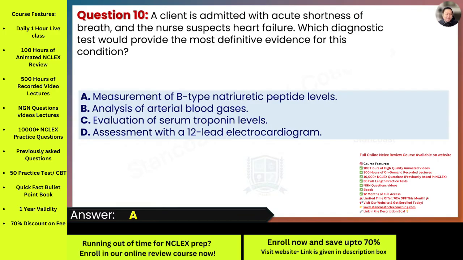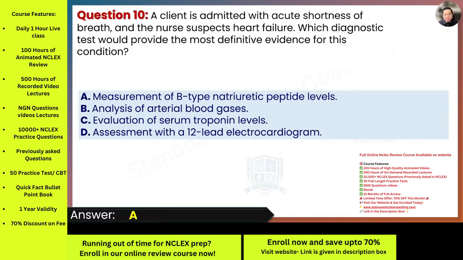Now, why is letter B incorrect? Analysis of ABGs. We know that this could provide important clues since it measures oxygenation and acid-base imbalance, but this is not going to detect what really the cause is, right? Conditions like pneumonia or COPD can also present with similar results, so ABGs are not useful in directly diagnosing heart failure.